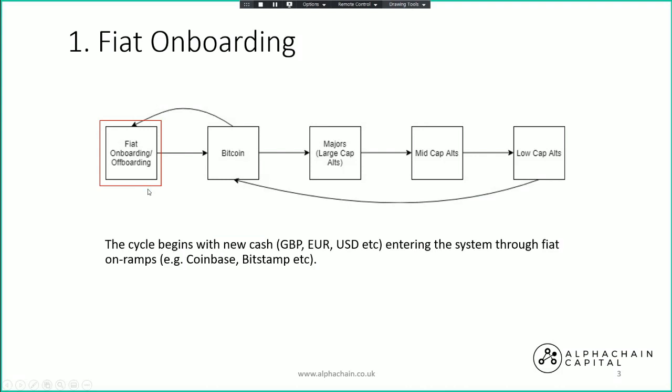This is where cash such as pounds, euro, dollars, whatever your fiat currency is, enters the crypto ecosystem through deposits. So this could be with your broker such as Coinbase, Bitstamp, whoever it may be. It's the initial depositing of cash into the system. It's this cash injection that is needed to start this market cycle and the subsequent price appreciations across different market segments. So this initial onboarding of cash is the very beginning of the cycle.